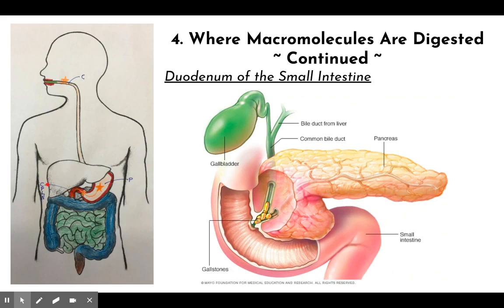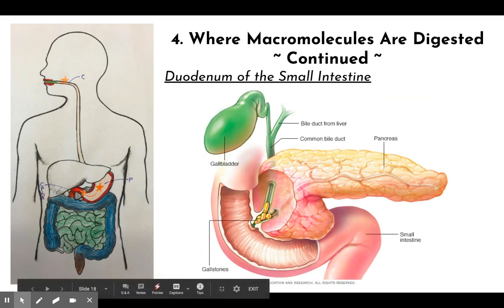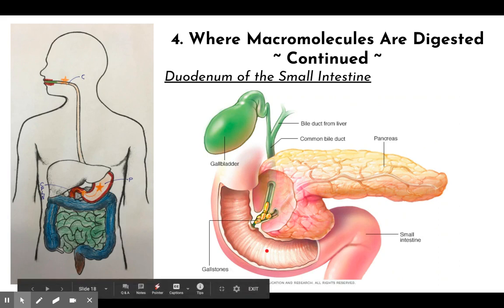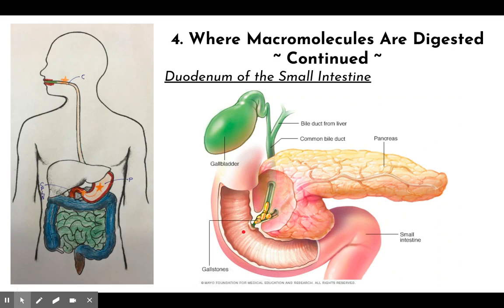see the digestion of carbohydrates, proteins, lipids, and nucleic acids all happening here in this first section of the small intestine, which is called the duodenum. We're going to take a look at the role that the gallbladder and the pancreas play in allowing for a lot of digestion to occur here in the duodenum of the small intestine.